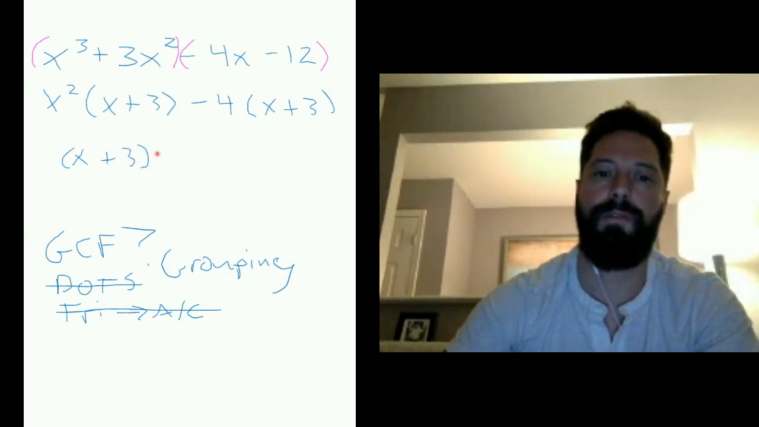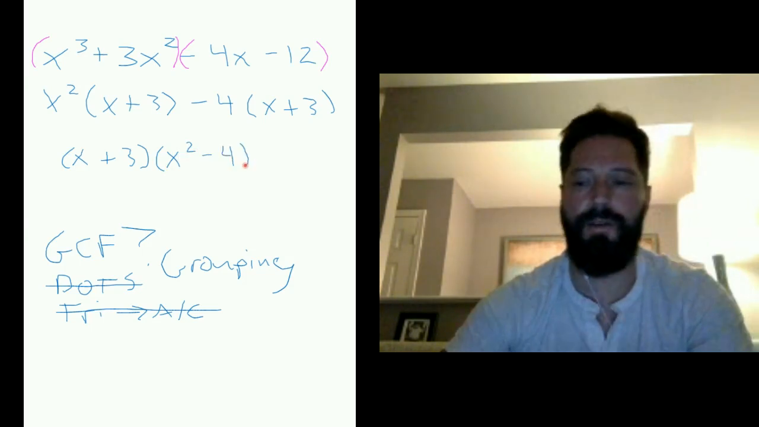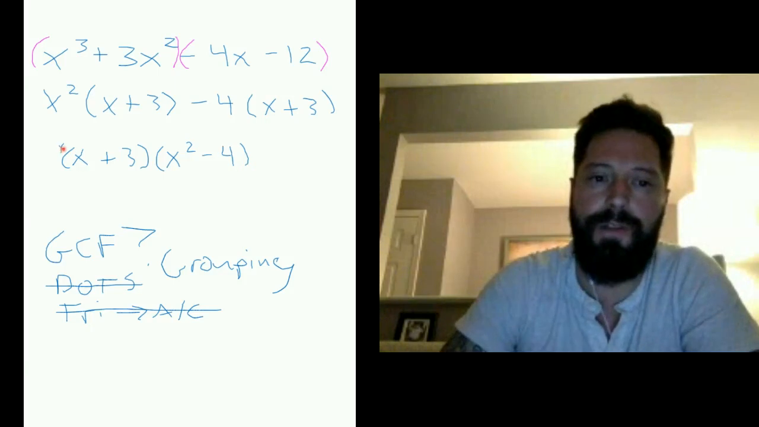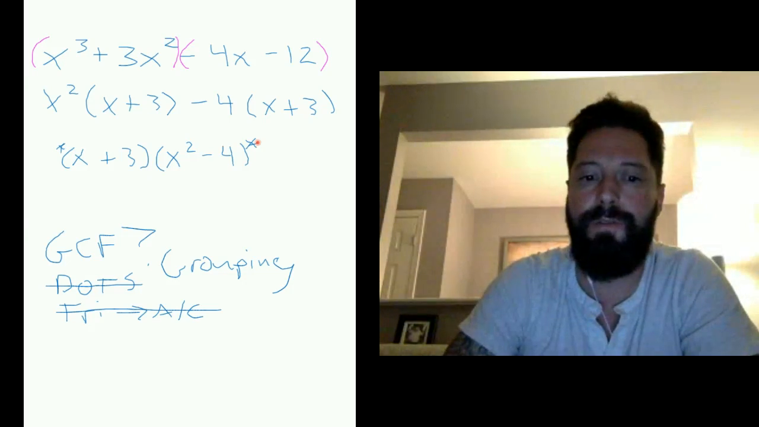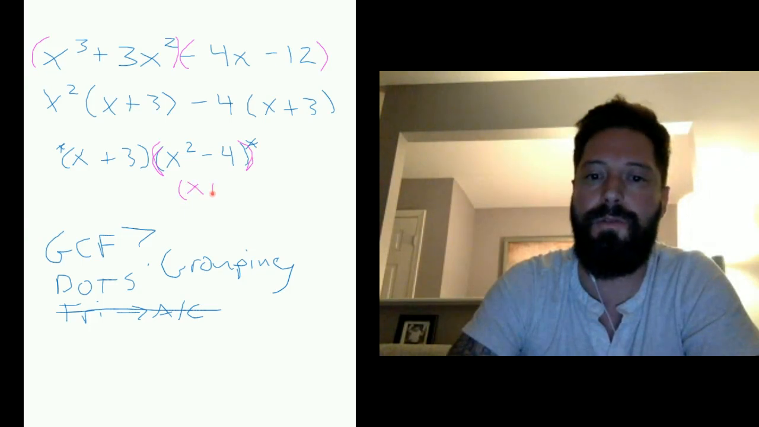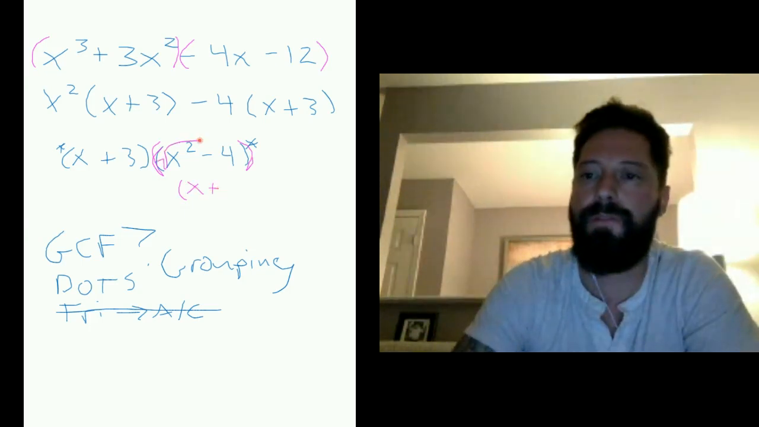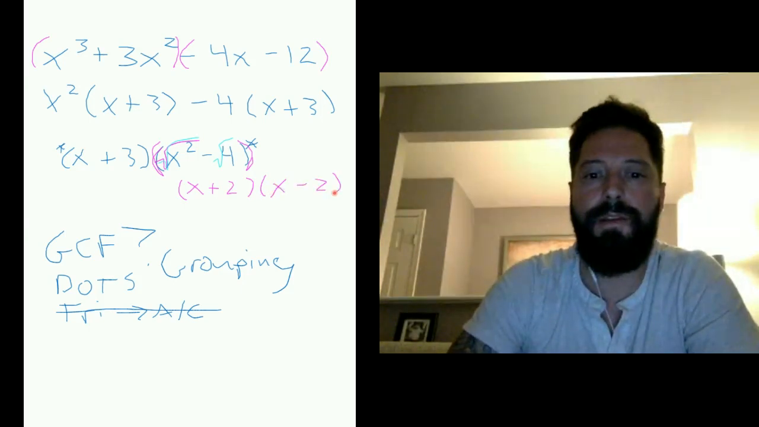Well, this can't be factored any further. This can be factored further. This can be factored using difference of two squares, because this is a difference of two squares. So this guy right here, we're going to break down even more. So he's going to be x plus 2, right, because we square root him. x plus 2, x minus 2, and he doesn't change, the x plus 3. Okay, give me a Y if you understand this problem. And N if you don't understand it.